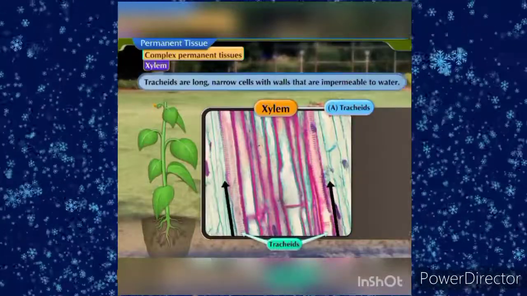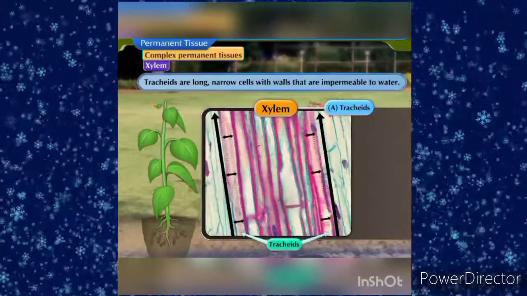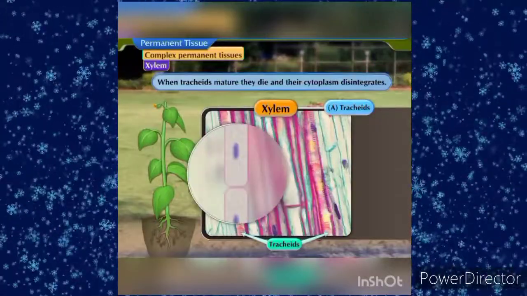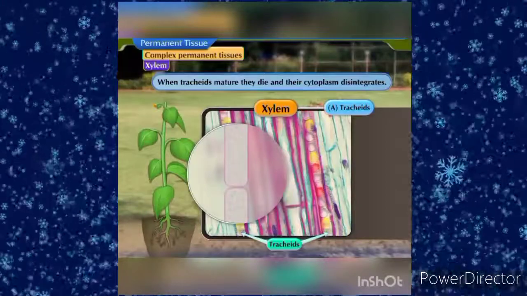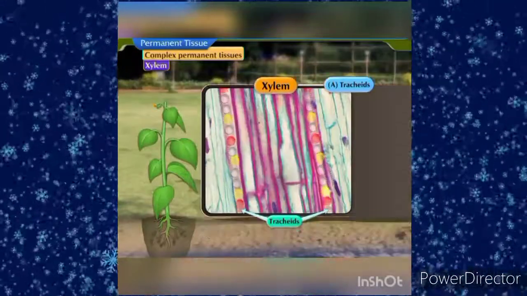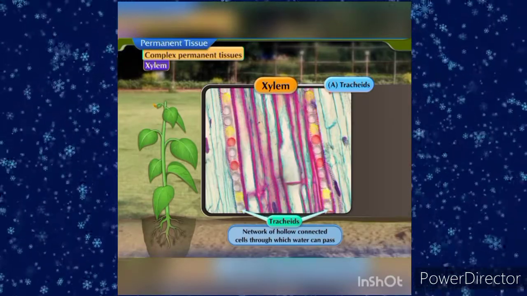Tracheids. These are long, narrow cells with walls that are impermeable to water. When tracheids mature, they die and their cytoplasm disintegrates. This leaves a network of hollow connected cells through which water can pass.